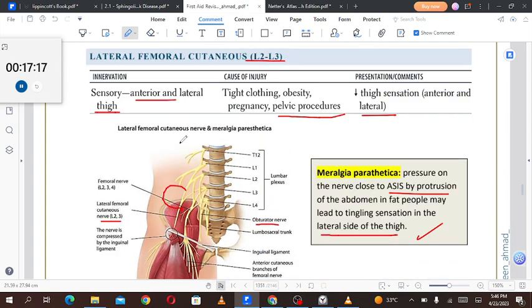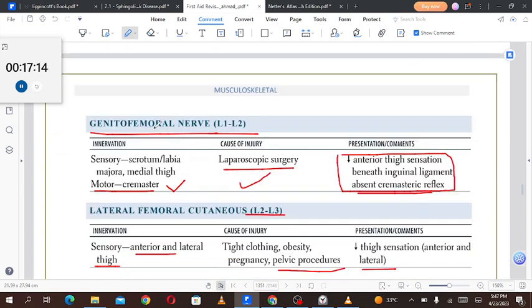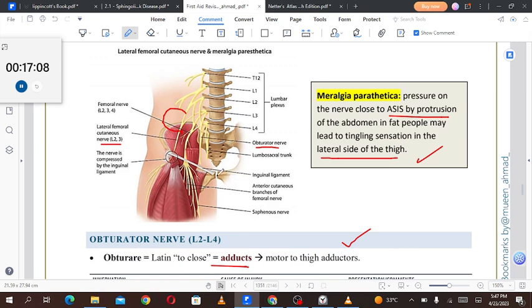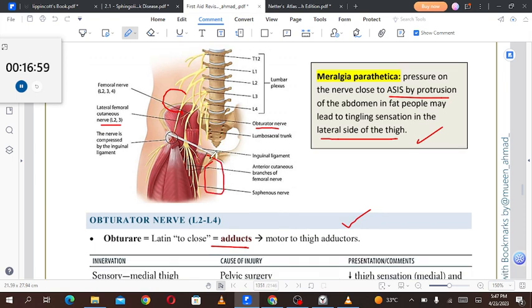Remember that in the genital region, the medial thigh is innervated cutaneously by the genitofemoral nerve, right? Suppose this is the genital area, this aspect of the medial thigh is supplied by the genitofemoral nerve. It is not even thigh. This aspect is supplied cutaneously by the genitofemoral nerve, and below that, the obturator nerve supplies the medial aspect of the thigh.